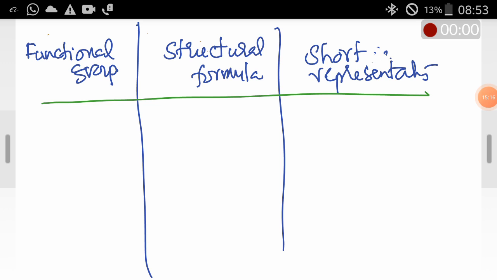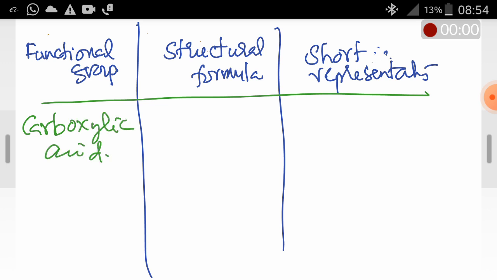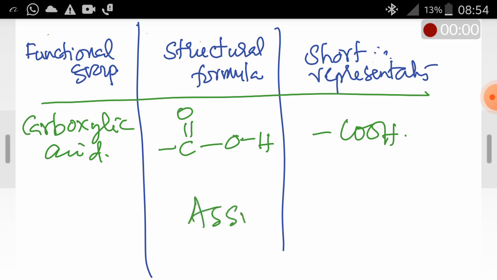I need you to do a small exercise. You have to take an A4 sheet and draw 3 columns and collect as many functional groups as possible from various sources. It could be the internet, it could be the NCERT textbook, all. And you need to write down the name of the functional group. For example, I am writing carboxylic acid. And the structural formula is like this: COOH in detail. And the short representation will be like this. You may get around 20-25 functional groups, and you have to write down their name, structural formula, and the short representation. This is a small assignment for you.